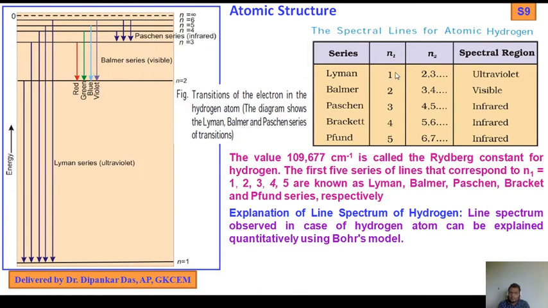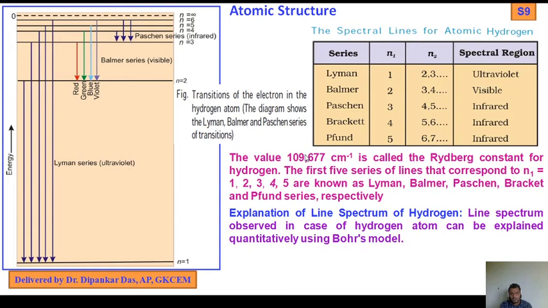In case of the third series, where N1 is 3, the transitions will occur N4 to 3, N5 to 3, N6 to 3. That is 3 transitions. Similarly, in case of the Brackett and Pfund series, we correspondingly get the spectral regions: ultraviolet, visible, infrared, IR. So that is the transition of the electron in the hydrogen atom for the Lyman, Balmer, Paschen series, and also so on for Brackett and Pfund. In the Lyman series we get 5 transitions. Why? Because in Lyman, the N1 value is 1, and N2 values are 2, 3, 4, 5, 6.